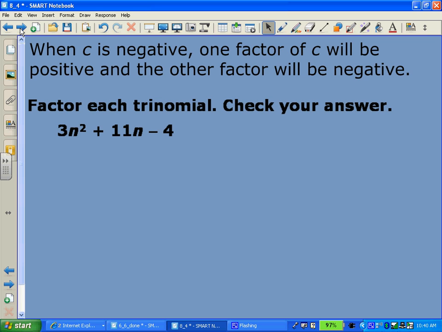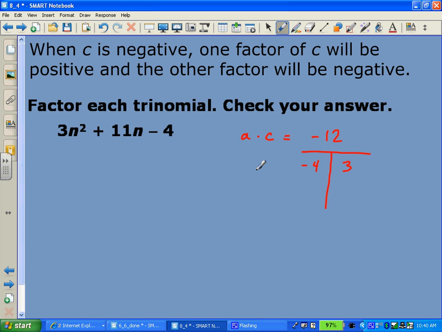Okay? Now the next question is, what happens when c is negative? And honestly, nothing really changes that much. I still do a times c, so I get negative 12. But now I'm going to have positive and negative factors. So I need two numbers that multiply to negative 12 but add up to positive 11.